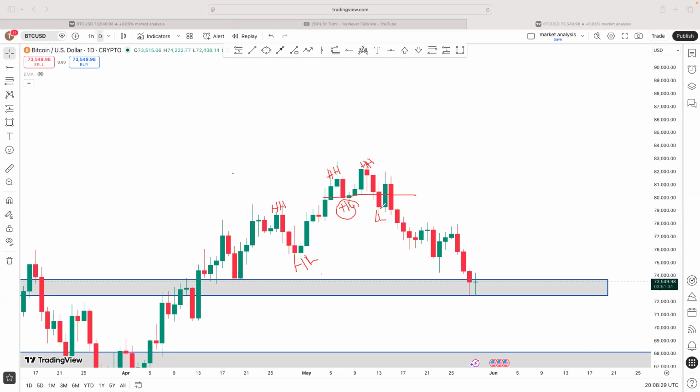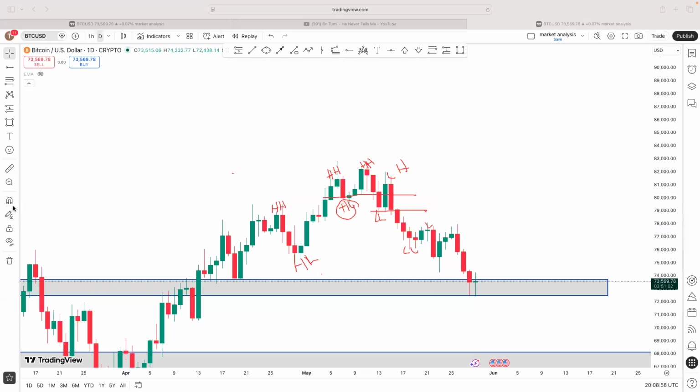If you look at where they bounced at, they broke out, right? And then they went and created a lower high. Then they went and created a new lower low. Lower high, lower low, lower high. What is this structure? Is this a bullish or bearish structure? It's a bearish structure, right?